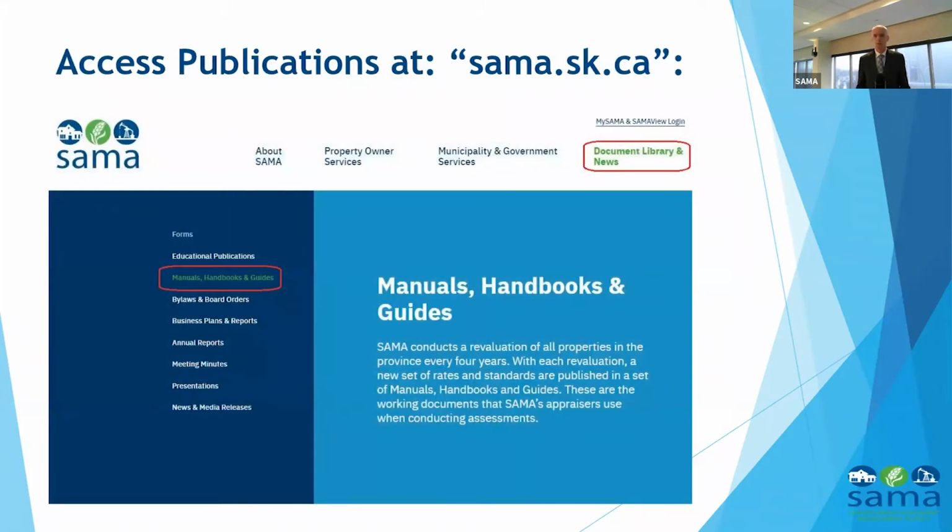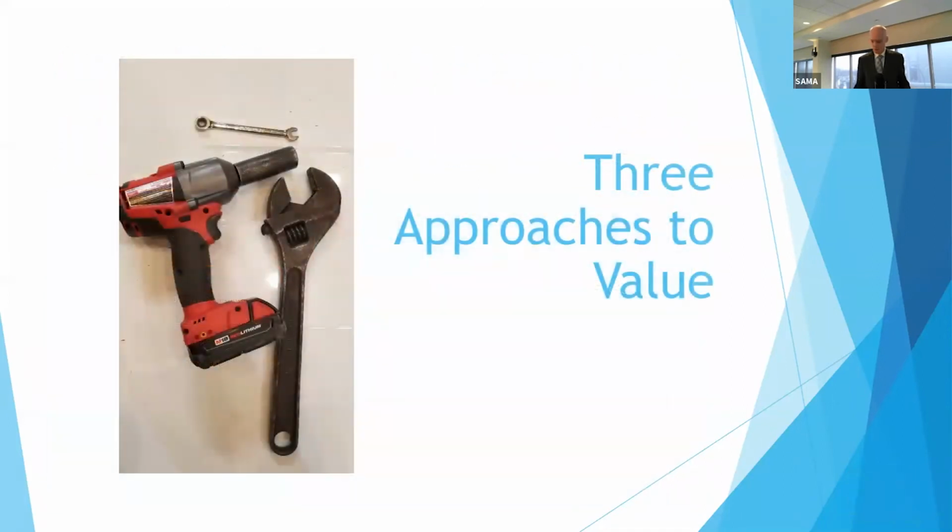If you're interested in looking at the publications, they're available for both the current revaluation cycle and for the 2021 reval cycle on SAMA's website. There's a link to documents and libraries, and from there you can go to manuals, handbooks, and guides. So with that, I'm going to turn it over to Kevin, and he's going to talk about the 3 approaches to value.